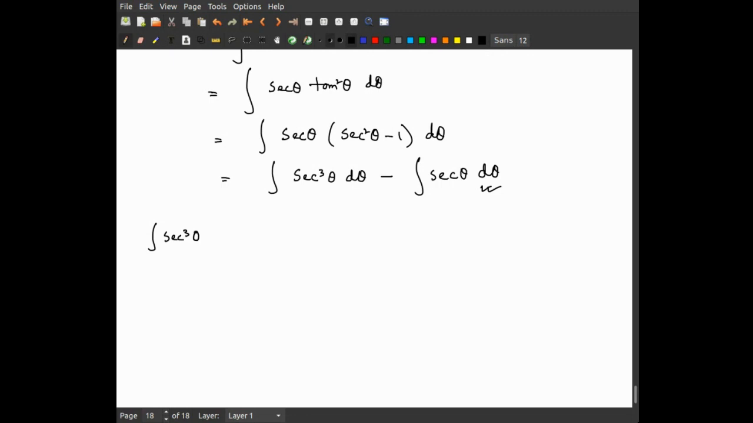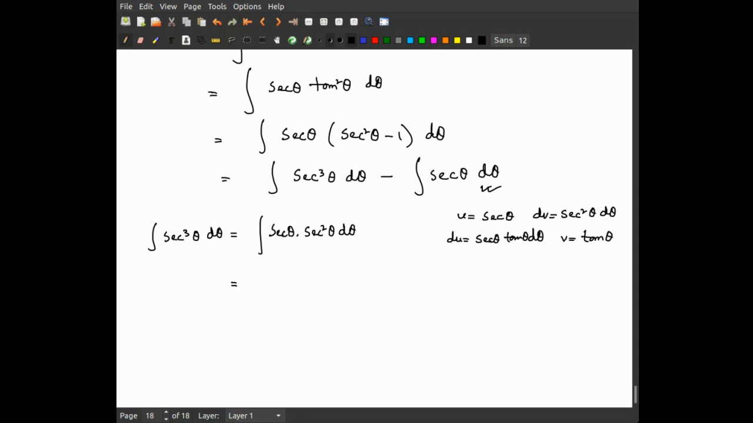Okay, so if we want to find the integral of secant cube theta d theta, the idea is that first you multiply secant theta and secant square theta d theta, and in that case, what do I need to do? We need to do the integration by parts idea, where u will be secant theta, and dv would be secant square theta d theta. Let's find out du. That would be secant theta tan theta d theta, and in this case v, the integration of secant square theta, is tan theta. Hopefully you remember this one.